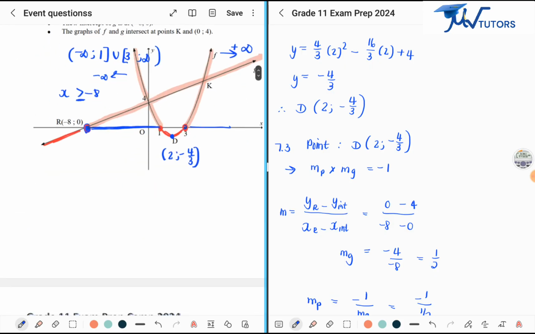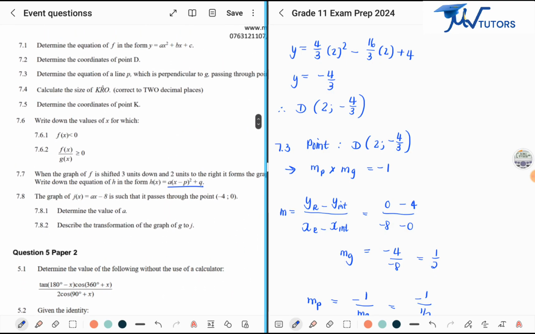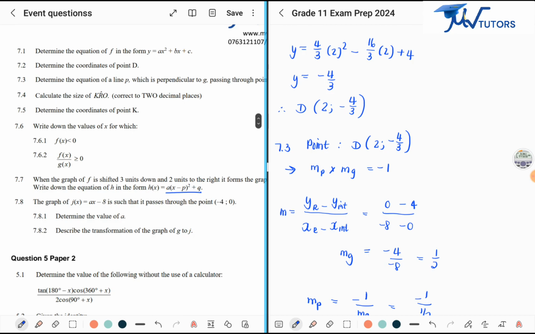So they're saying we will be shifting this graph 3 units down, which affects y. So I'm going to have to subtract 3, and 2 units to the right. A shift in the horizontal, if you're going to the right, it will be negative. If you're going to the left, it will be positive. It does the opposite. You would expect shifting to the right is positive, but it's not. Shifting to the right is negative. So yes, we have 3 units down and 2 units to the right.